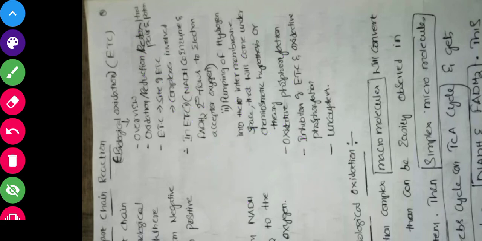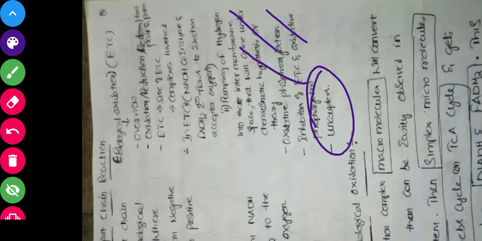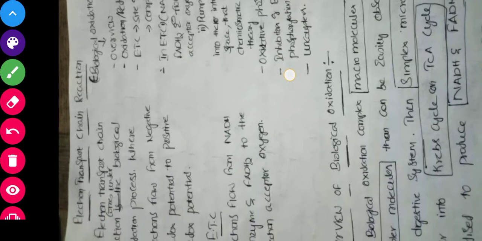Next we will study oxidative phosphorylation. What is oxidative phosphorylation? And also we will study substrate level phosphorylation. Then we will study the inhibitors of the electron transport chain and oxidative phosphorylation, and lastly the uncouplers. And now we will study a little bit about what is biological oxidation.